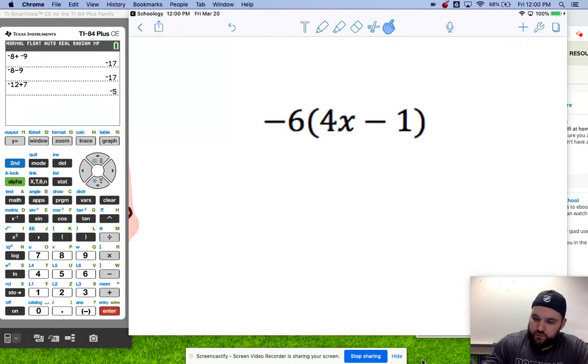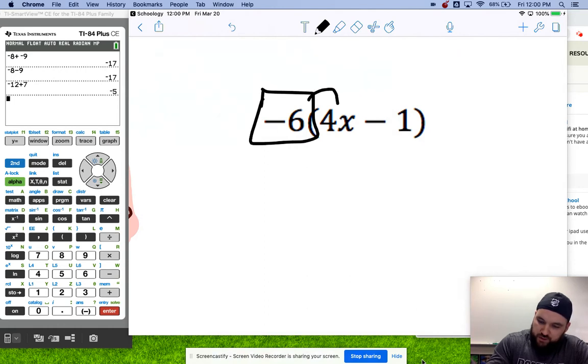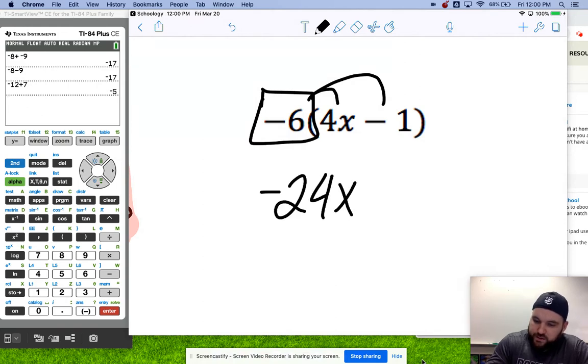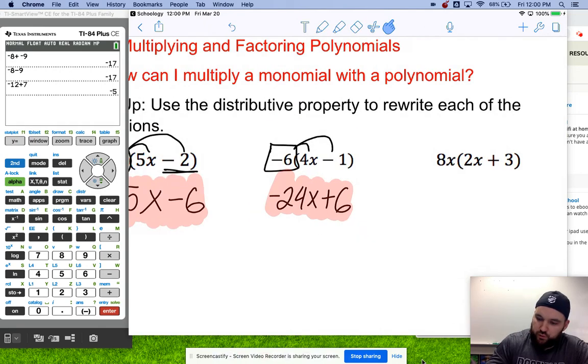Now if I distribute a negative number, the same thing holds. Just make sure you're multiplying by the negative version of 6. So negative 6 times 4x will be negative 24x. Negative 6 times negative 1 is plus 6. Again, can't combine those terms, so we move on.